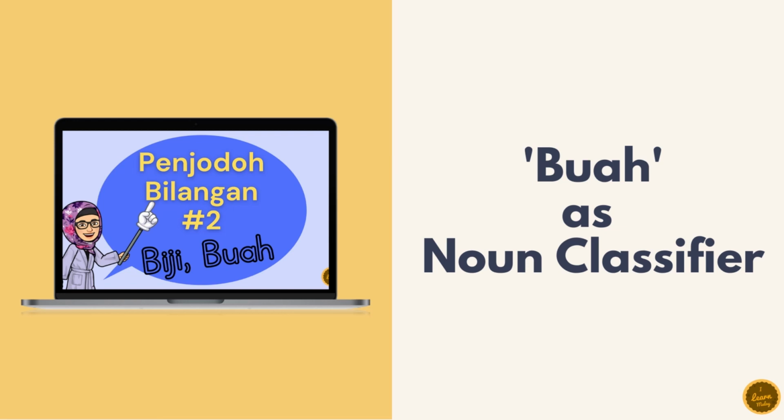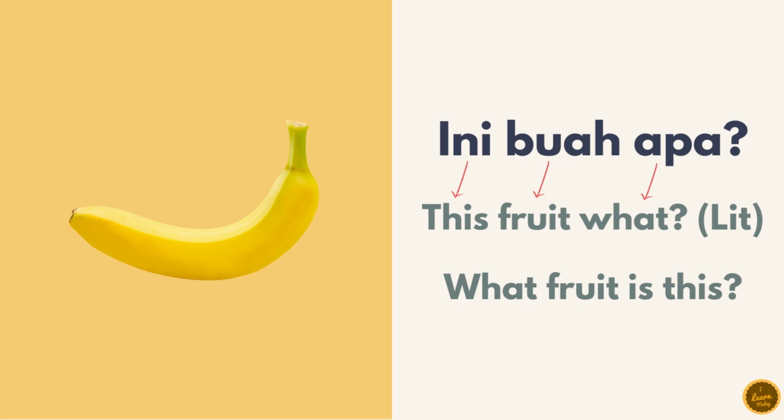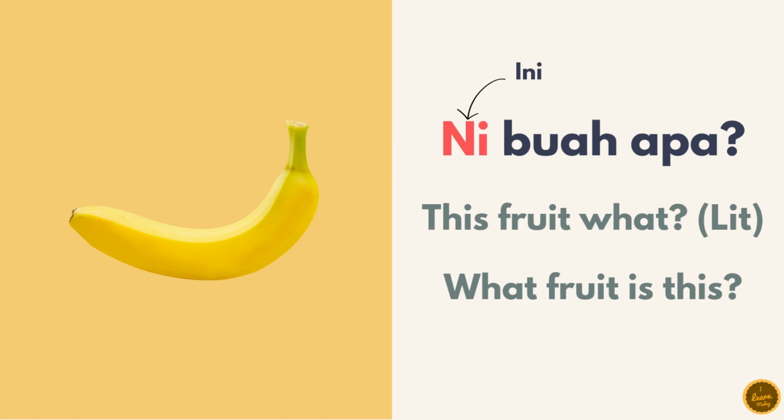Let's study a few simple phrases before we jump to the list of fruits in Malay. The first one is when you want to ask someone the name of a fruit which is located near to you, we say, "Ini buah apa?" Literally, the phrase means, this fruit what? In the same order as in Malay. However, it essentially means, what fruit is this in English? And colloquially, instead of ini, we shorten ini to become ni buah apa? To mean the same, what fruit is this?